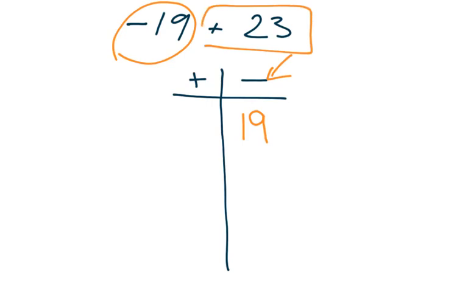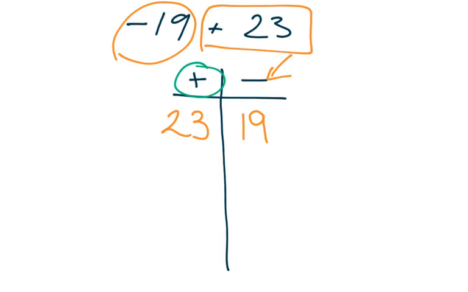Next term, I see that I have positive 23. That means I'm giving the positive team 23 points. Now you can ask your students who won. Did the positive team win or did the negative team win? Well, the positive team had 23 points, so they are the winners.